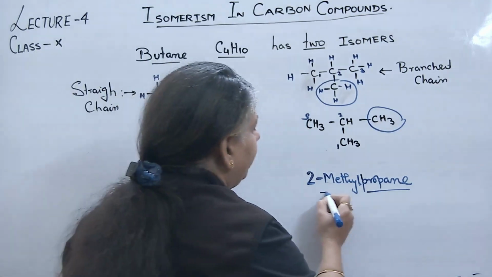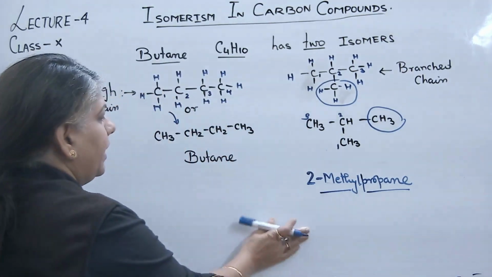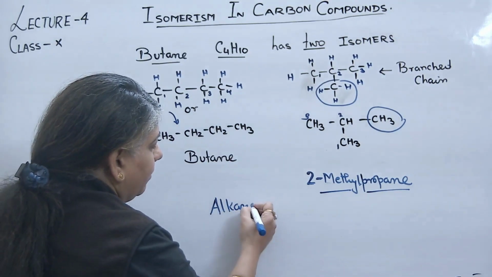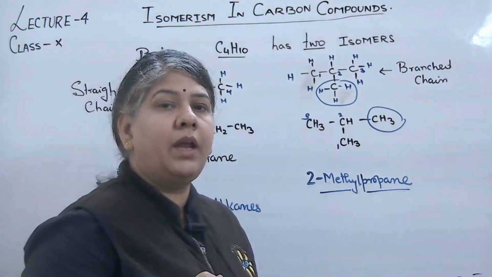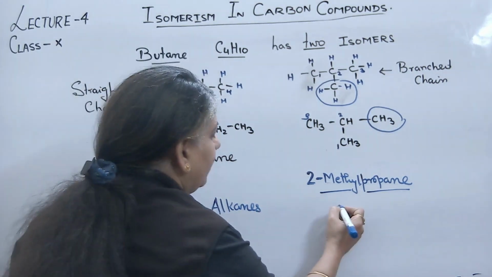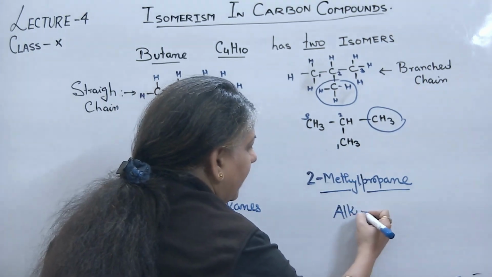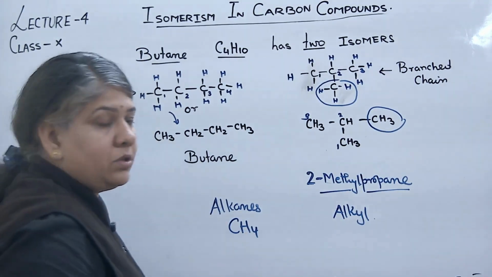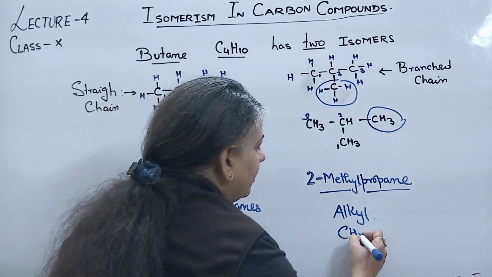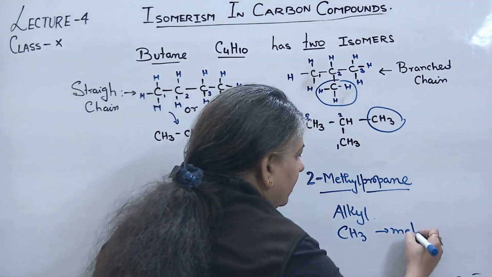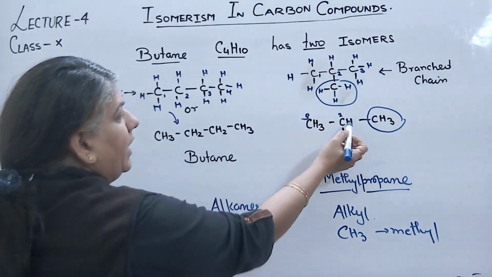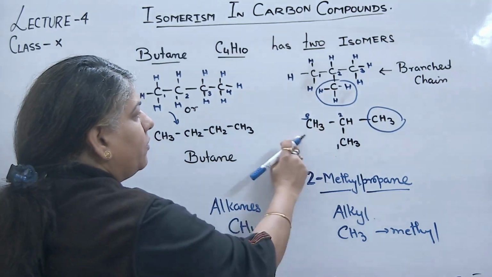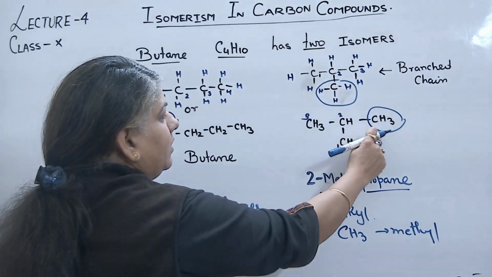See, if you are not familiar with the alkyl groups, I'll just tell you here. See, in alkanes, when you remove one hydrogen atom, you get the alkyl series. So an alkane with one carbon less will give you the alkyl series. So see, if you have methane, remove one hydrogen, you will get methyl. See, at carbon number 2 you are getting methyl. This is not considered methyl because this is part of the continuous chain, and this is the branching.